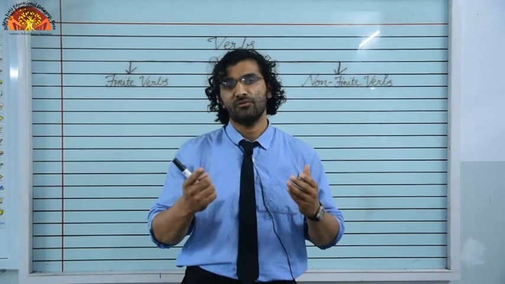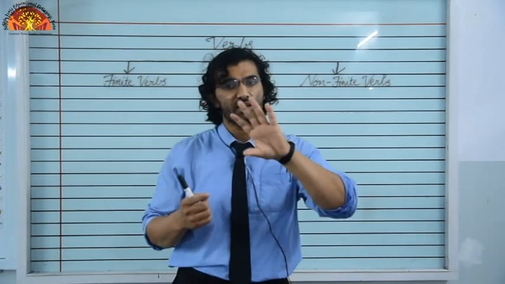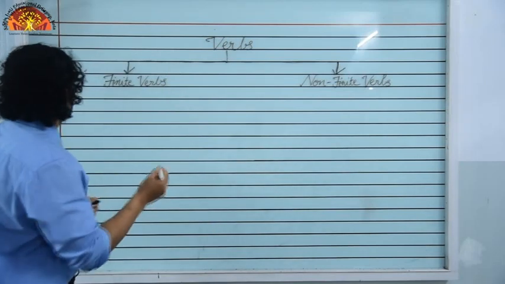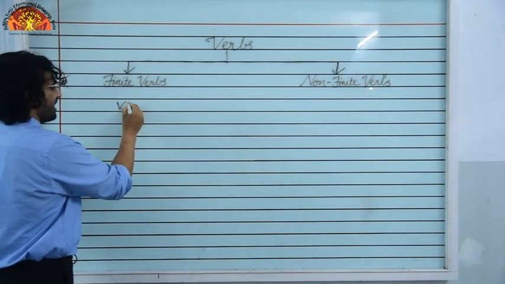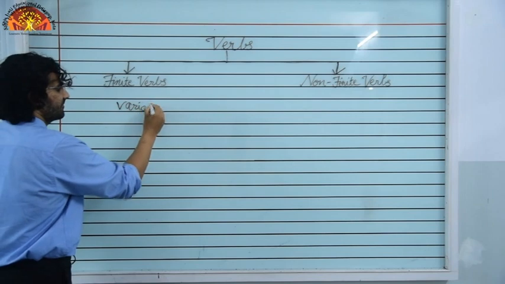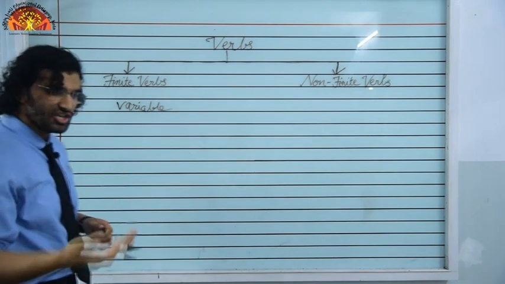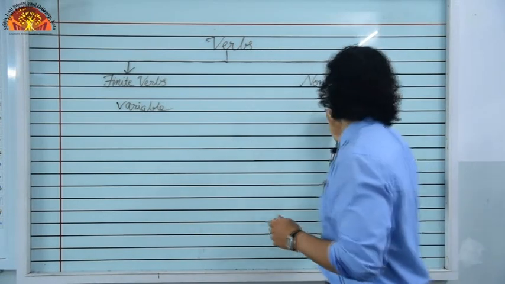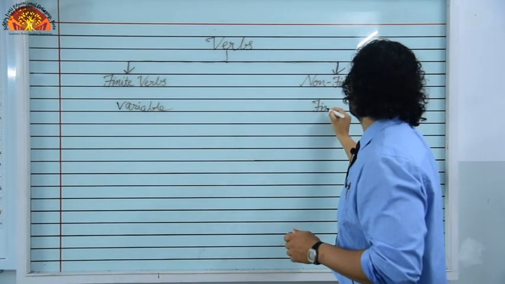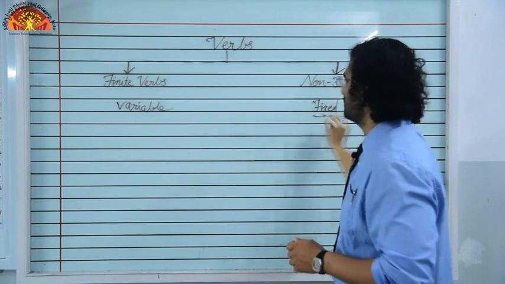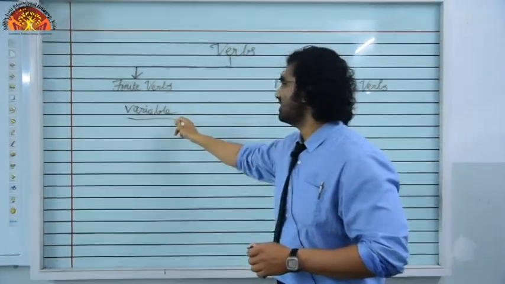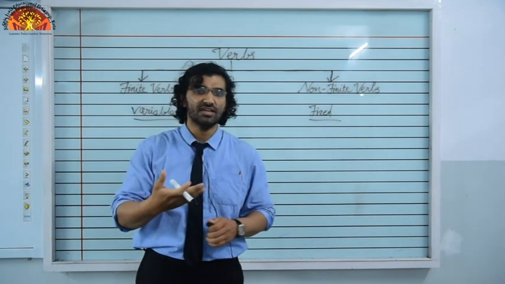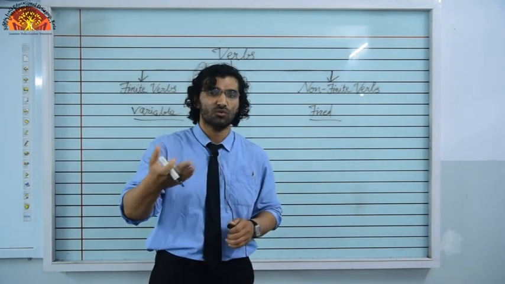I would now throw some light on the major difference between them, which you must have noticed already. Finite verbs are variable, which means they change with the change in subject, while non-finite verbs are fixed. They do not change. They remain the same. You remember that example? Nita likes to watch the butterflies. Nita and her sister like to watch the butterflies.